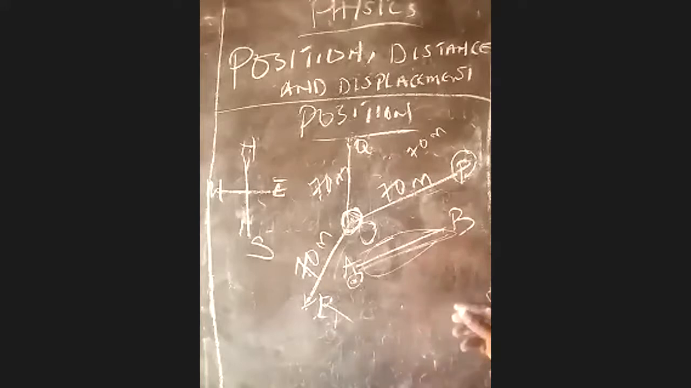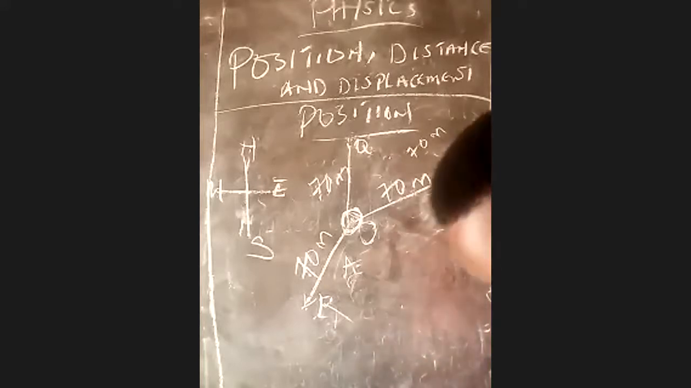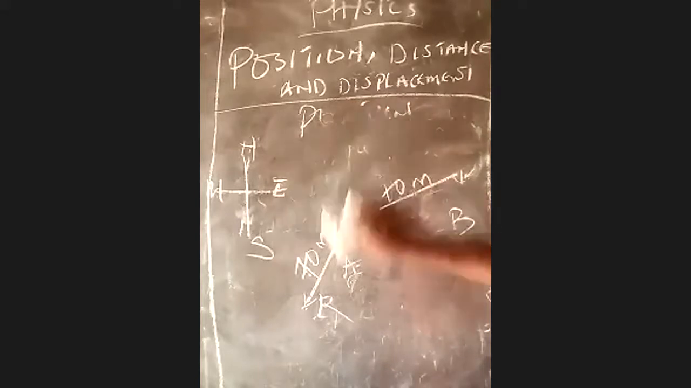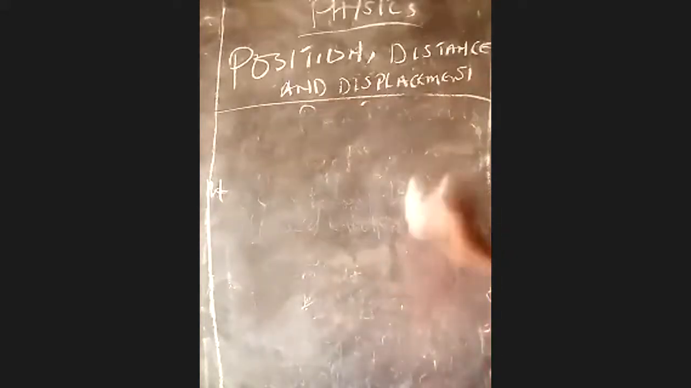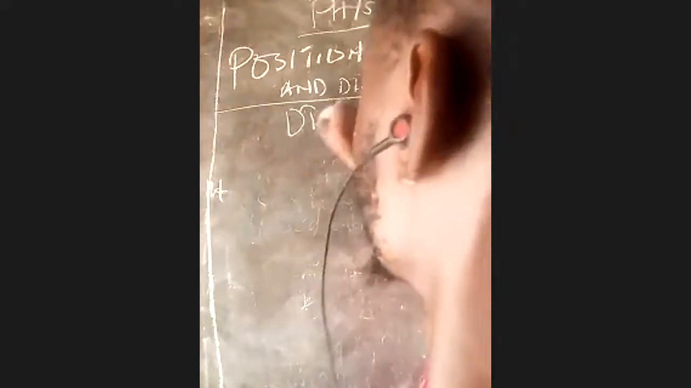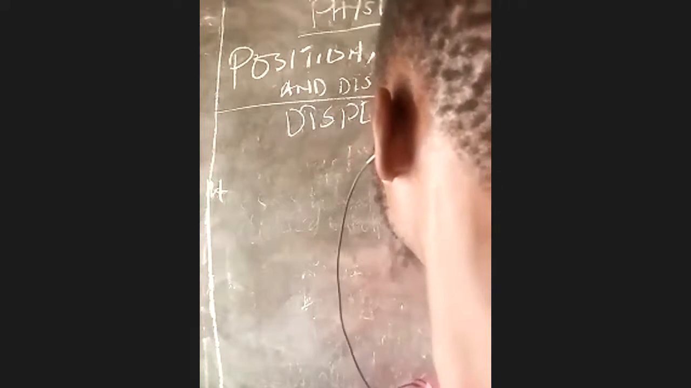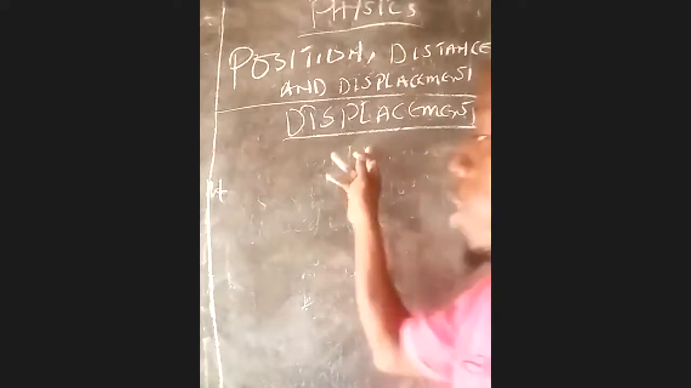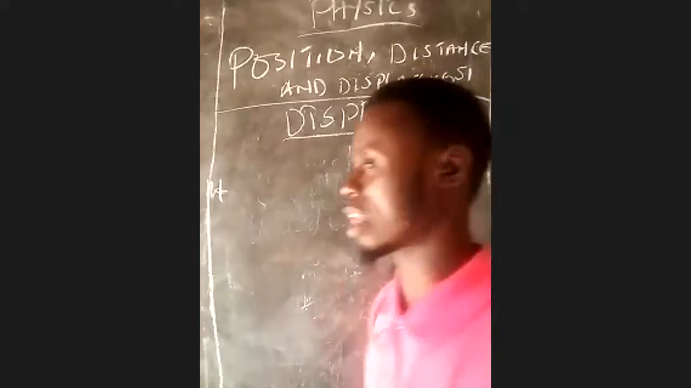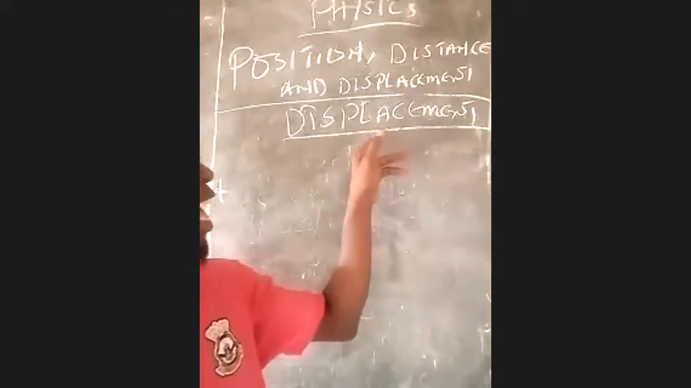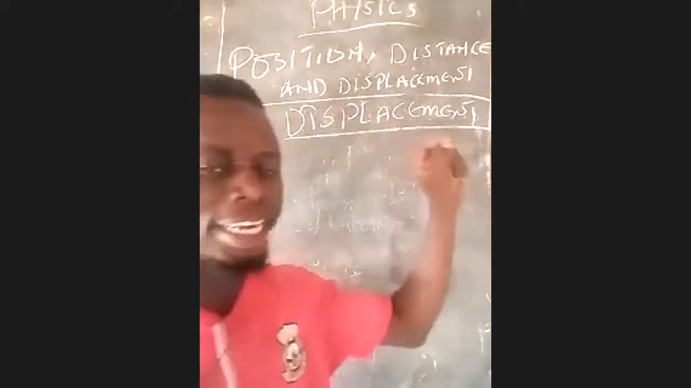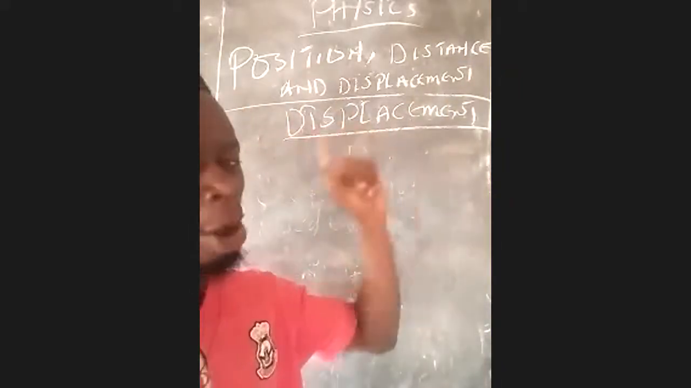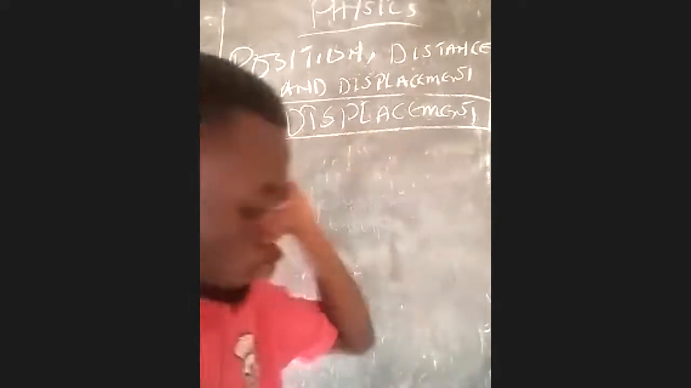Now, we can talk about displacement. When we talk about displacement, the difference between displacement and distance is that displacement is a distance traveled by an object in a specified direction. That is what we refer to as displacement.